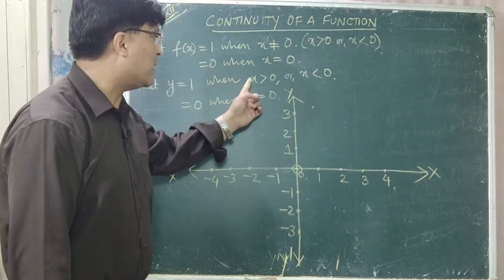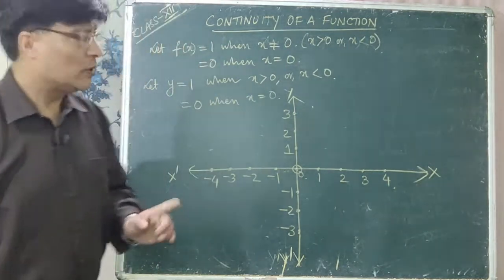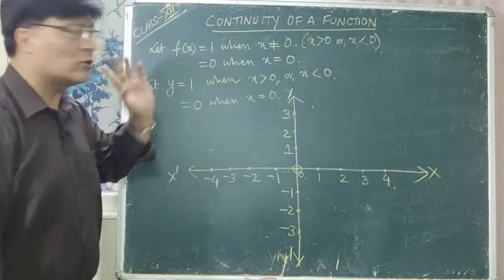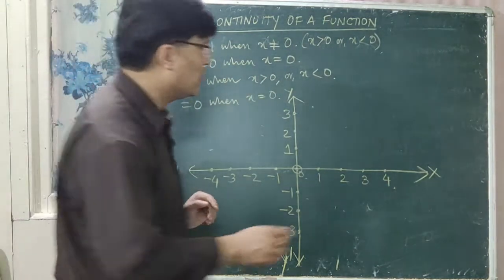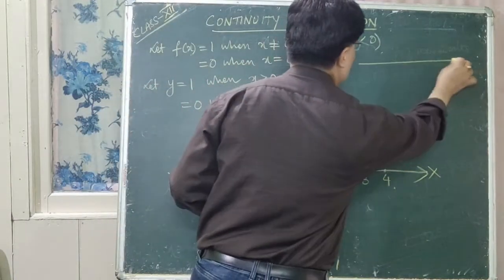Now in this case, when x is greater than 0, y is equal to 1. You can draw the table here also.